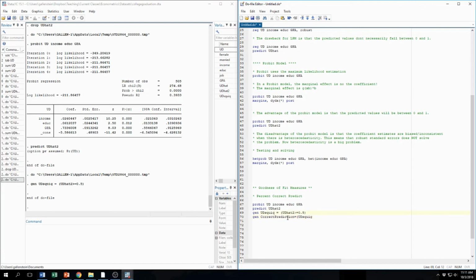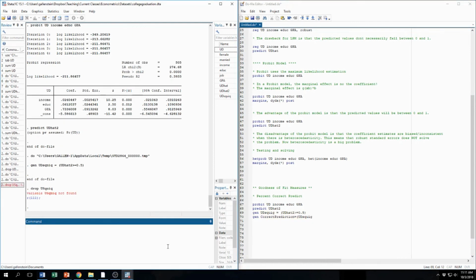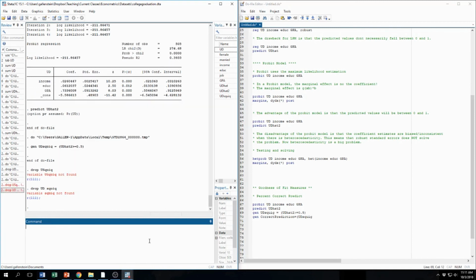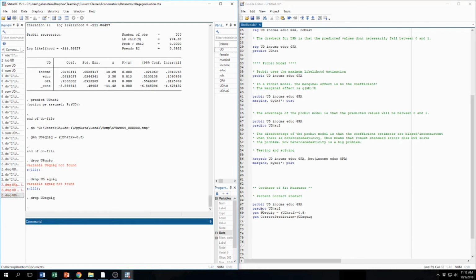That should be a G. Squig. UD. Oh, drop UD. Sorry. All right, here we go.